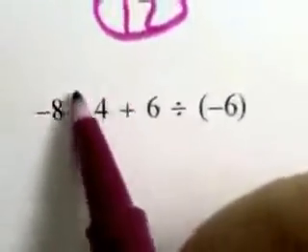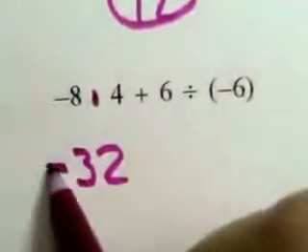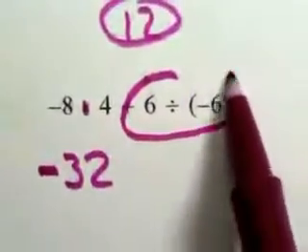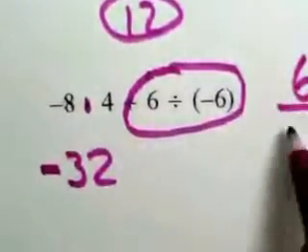So I'll do this times multiplication first. 8 times 4 is 32. There's 1 negative, so that's negative. Okay, now I have this division right here. 6 divided by negative 6.